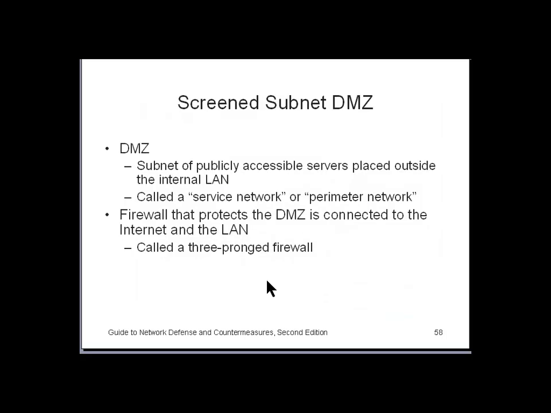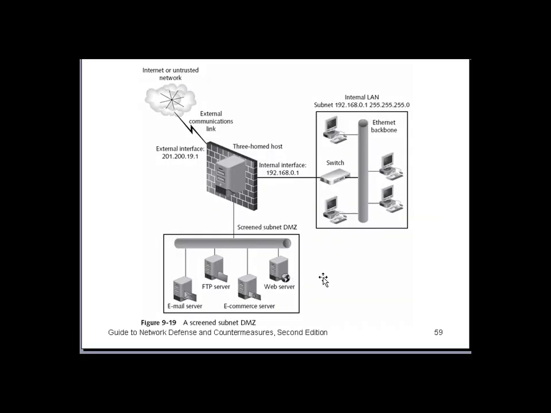And of course you can have a screened subnet demilitarized zone. The DMZ is a subnet of publicly available servers placed outside the internal LAN, and we saw pictures of this earlier. It's called the service network or perimeter network, and we can have a firewall that protects the DMZ right here.